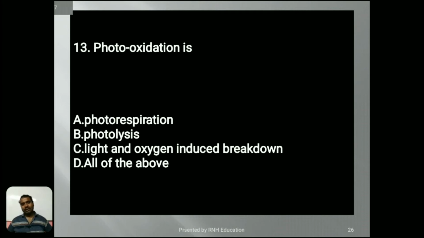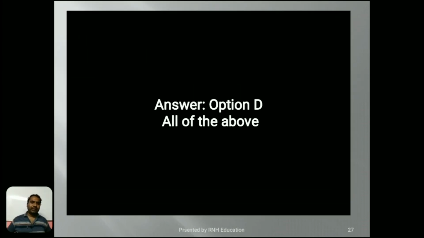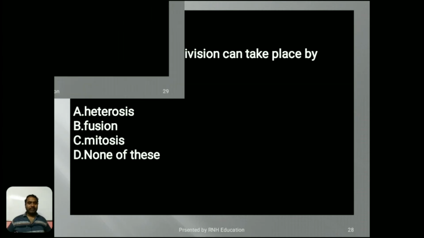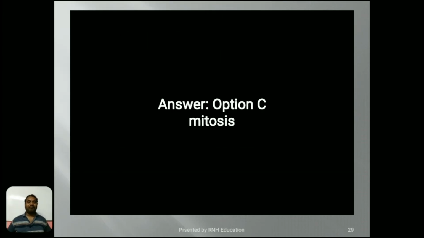Let's see the answer. The answer is option D, that is all of the above. And the next question, that is question number 14. Process of cell division can take place by, options are A, heterosis, option B, fusion, option C, mitosis, and D, none of these. Everybody knows mitosis is a process of cell division. So the answer should be C. Let's see the answer. The answer is C, that is mitosis.